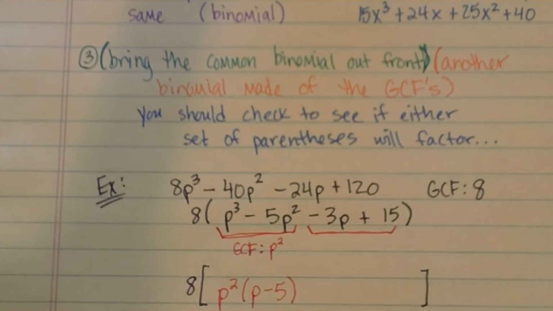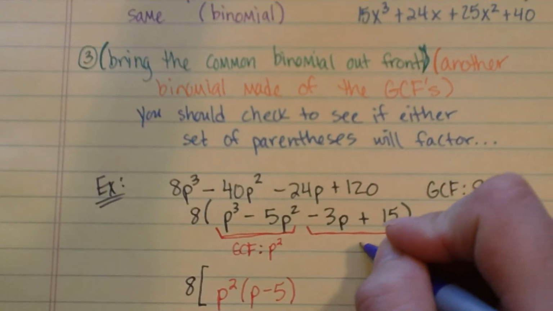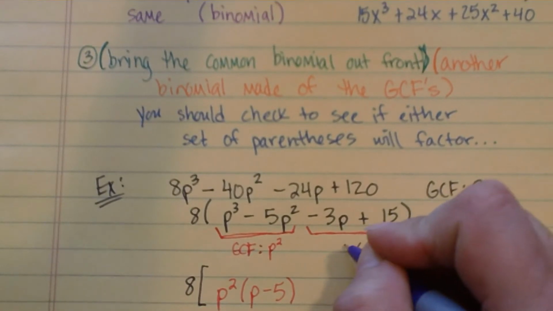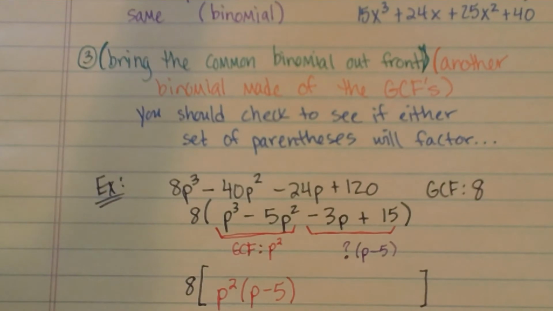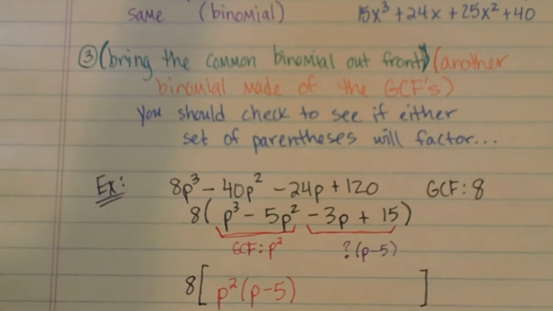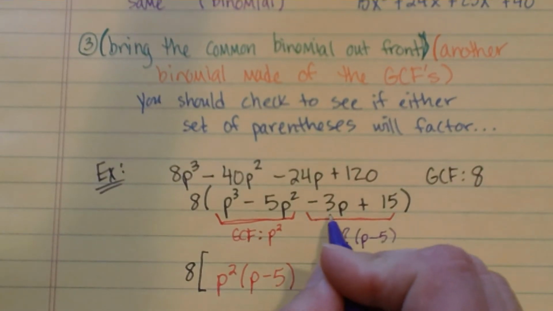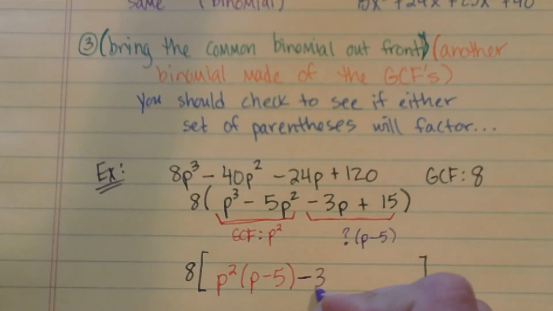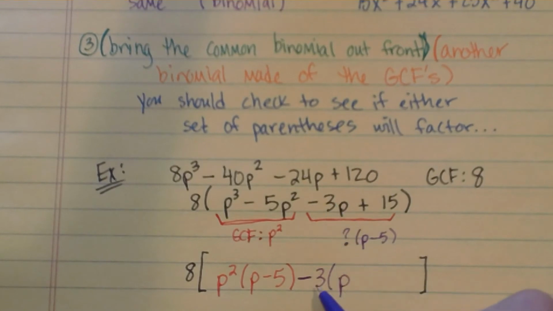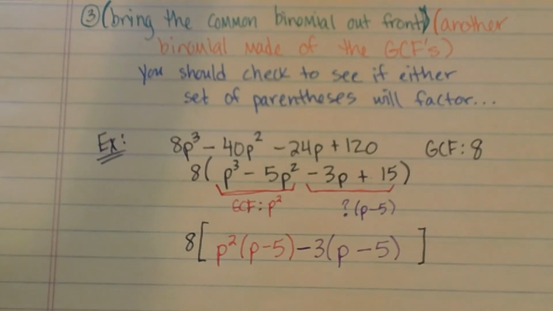And then remember, the trick for the second group is that I need to take something out so that I match the p minus 5. So what can I take out in front so that I have p minus 5 left back in there? And it looks like I need to take a negative 3, because negative 3 times p is negative 3p, and negative 3 times negative 5 is plus 15.